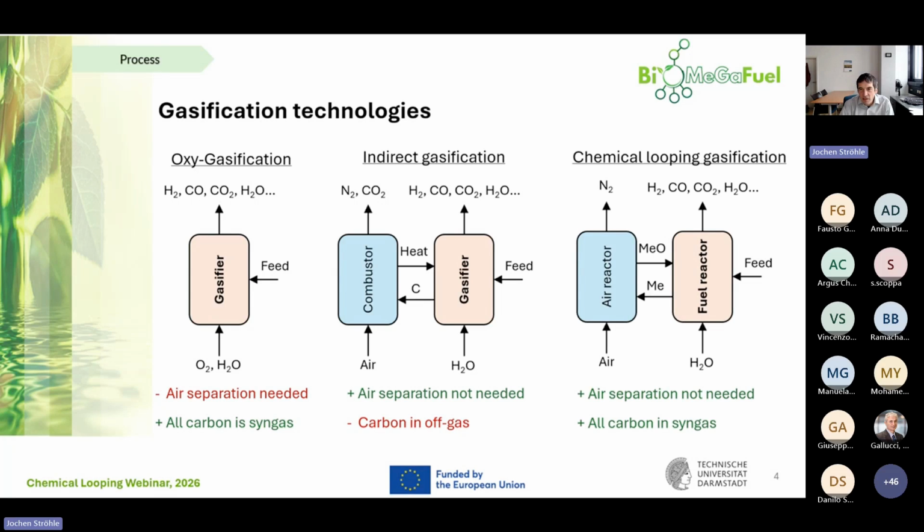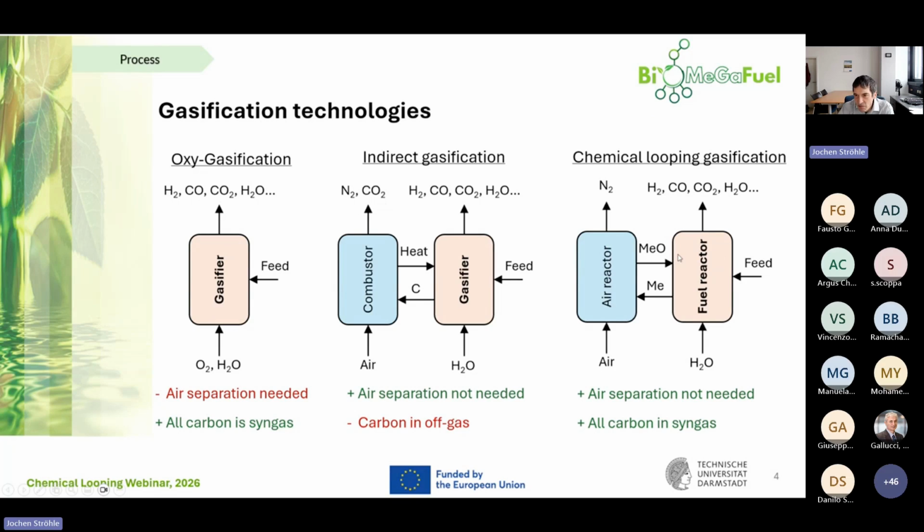And the chemical looping gasification combines, I would say, the two benefits of oxygasification and indirect gasification by using a metal oxide. So here, the energy which is needed for the gasification is transported into the fuel reactor by a hot metal oxide. So there is a heat transfer from the air reactor to the fuel reactor, but it also transports oxygen, which is also used for a partial oxidation in the fuel reactor.